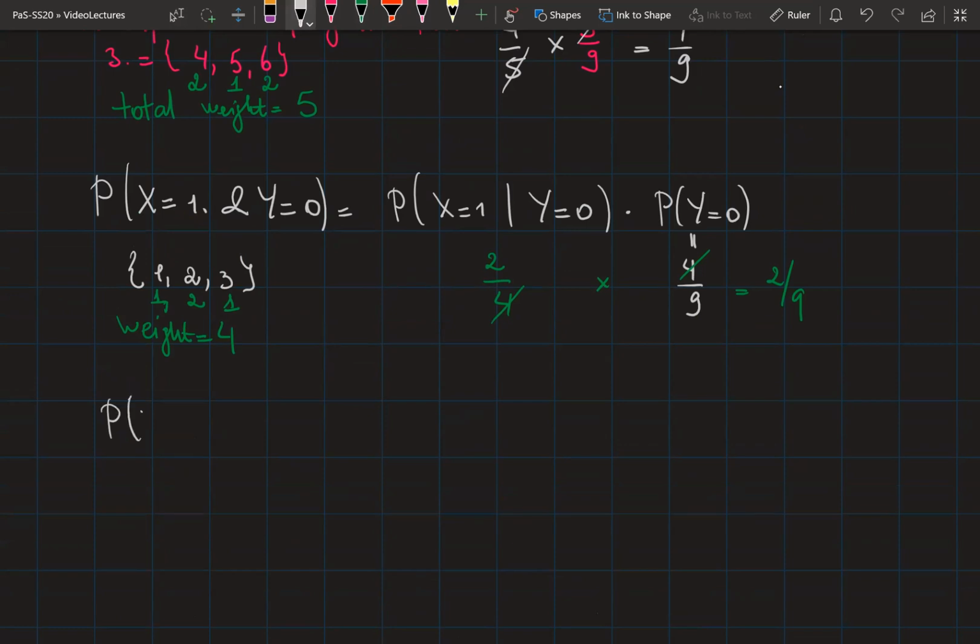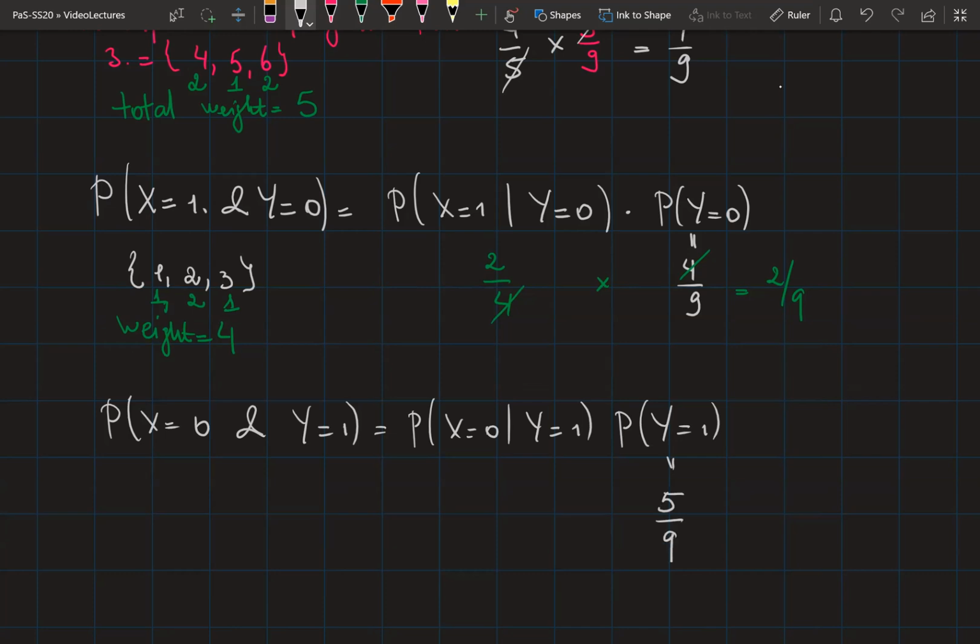So the probability of x is equal to 0, given y is equal to 1, is going to be the probability of x is equal to 0 given y is equal to 1, multiplied by the probability of y is equal to 1. It's going to be 5 over 9 here. And this probability is going to be equal to 1 over 5. So the answer is going to be equal to 1 over 9.